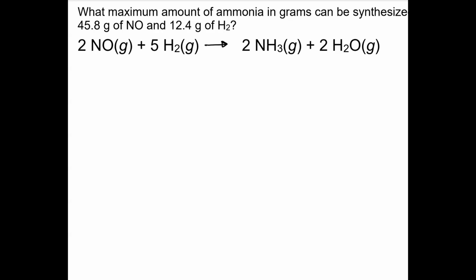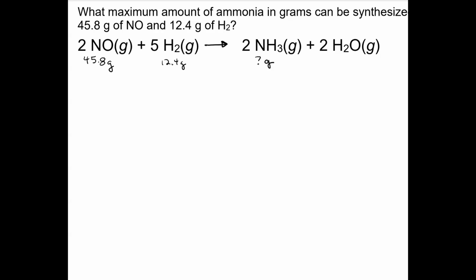Okay, I'm going to walk you through this example. What is the maximum amount of ammonia in grams that can be synthesized from 45.8 grams of NO and 12.4 grams of hydrogen? And they want to know the mass in grams of ammonia. Okay, so this is a limiting reagent problem because we have two reagents.